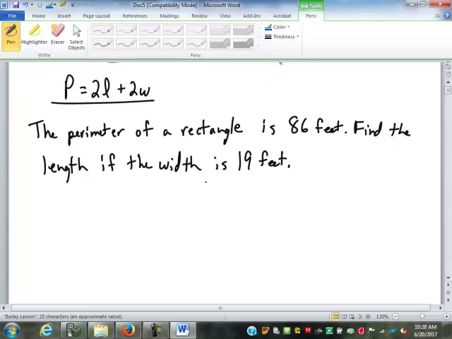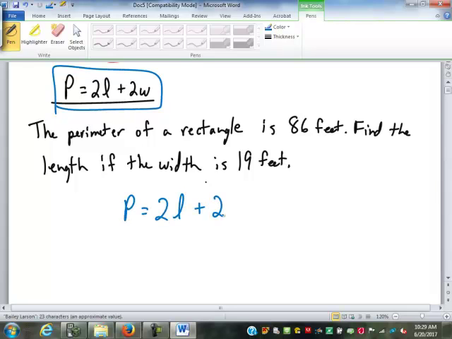Let's use the formula for this one. P equals 2 times the length plus 2 times the width. Substituting in here, what would go in for P? 86. 86, good. 2 times L, are we going to do anything there? No, so that's just going to stay 2L. 2W, are we going to do anything there? Yeah, we're going to substitute the W with 19, so 2 times 19.